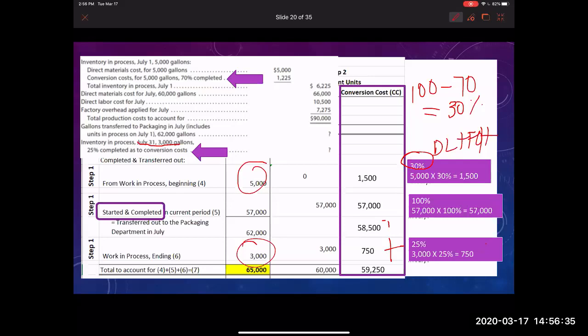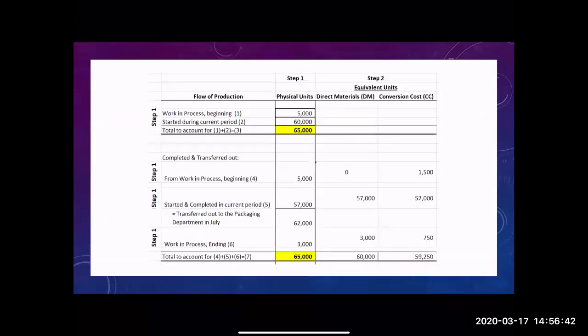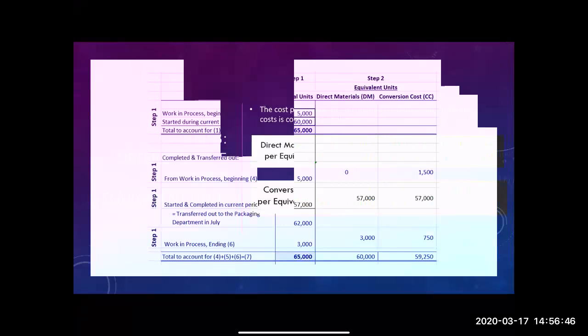Now in step 3, I'm going to come up with a rate. That's what I'm trying to get at. Step 3 is determine the cost per equivalent unit. So I'm going to end this video, and we're going to dive into step 3 in a second.